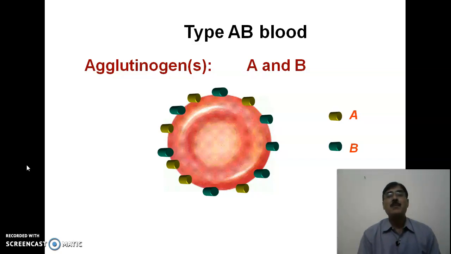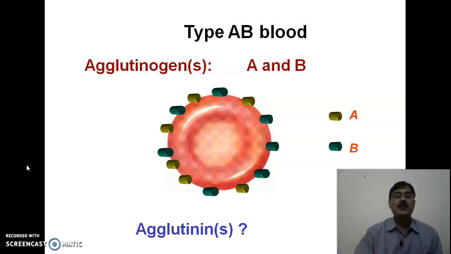In the case of type AB, both agglutinogens A and B are present. It means antigen A and antigen B are both present. As I told you earlier through the slide, the glycoproteins A and B, or antigen A and B, are controlled by a dominant allele. When both dominant alleles are present in one allelic pair, both express their character, and as a result the blood group has both types of antigen and it becomes type AB blood.